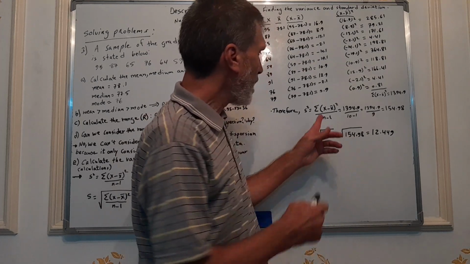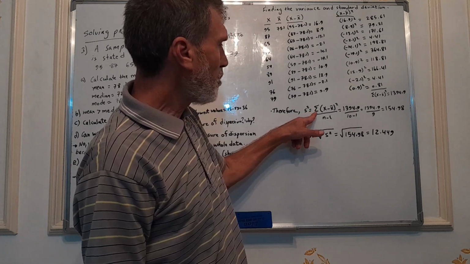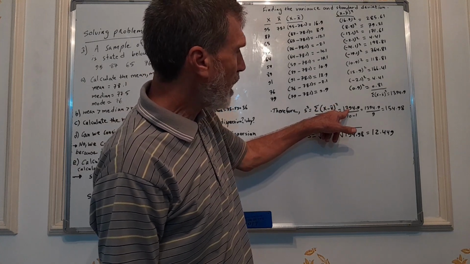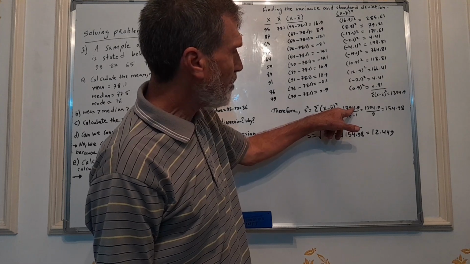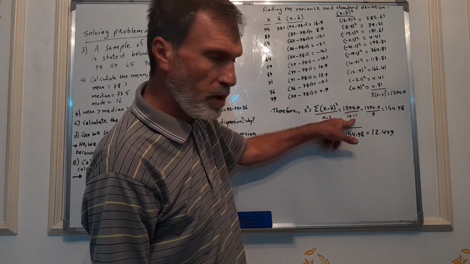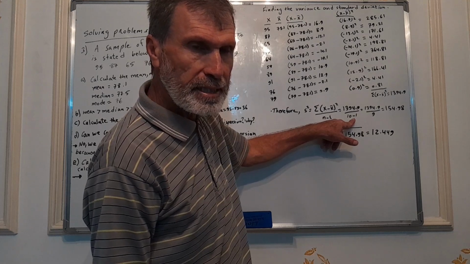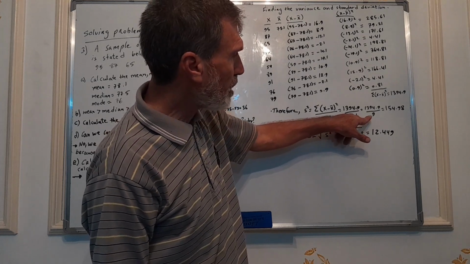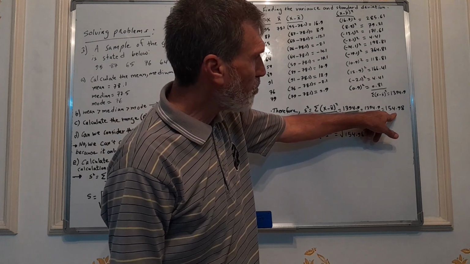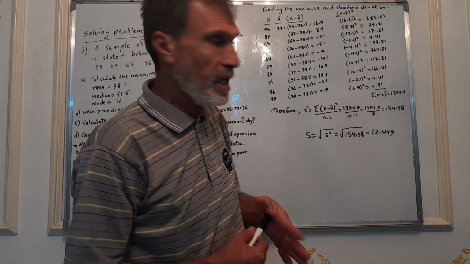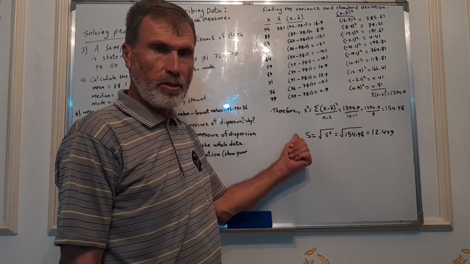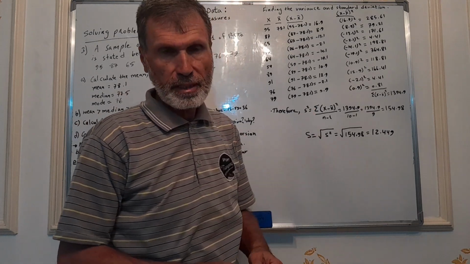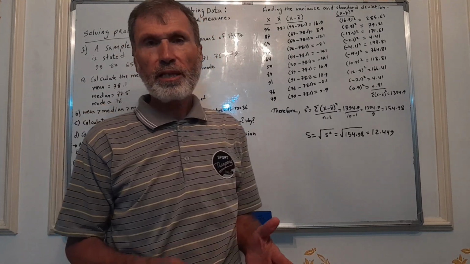So now we plug that in the formula. S squared equals the summation of x minus x bar squared over n minus 1. So 1394.9 over 10 minus 1. N is the number of observations in the data, which is 10. So 10 minus 1, we get 9, and we come up with 54.98. This is the variance. Now we want to calculate S, which is the square root of S squared, which is 12.449. This is how we calculate the variance.